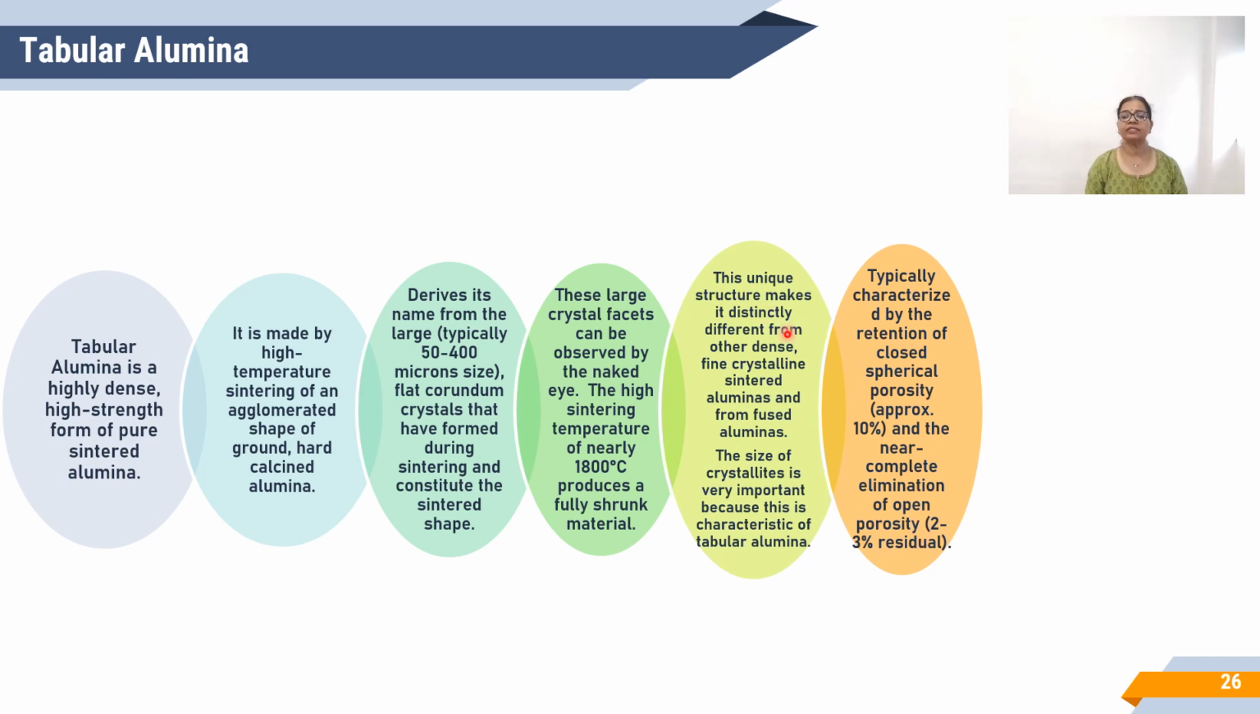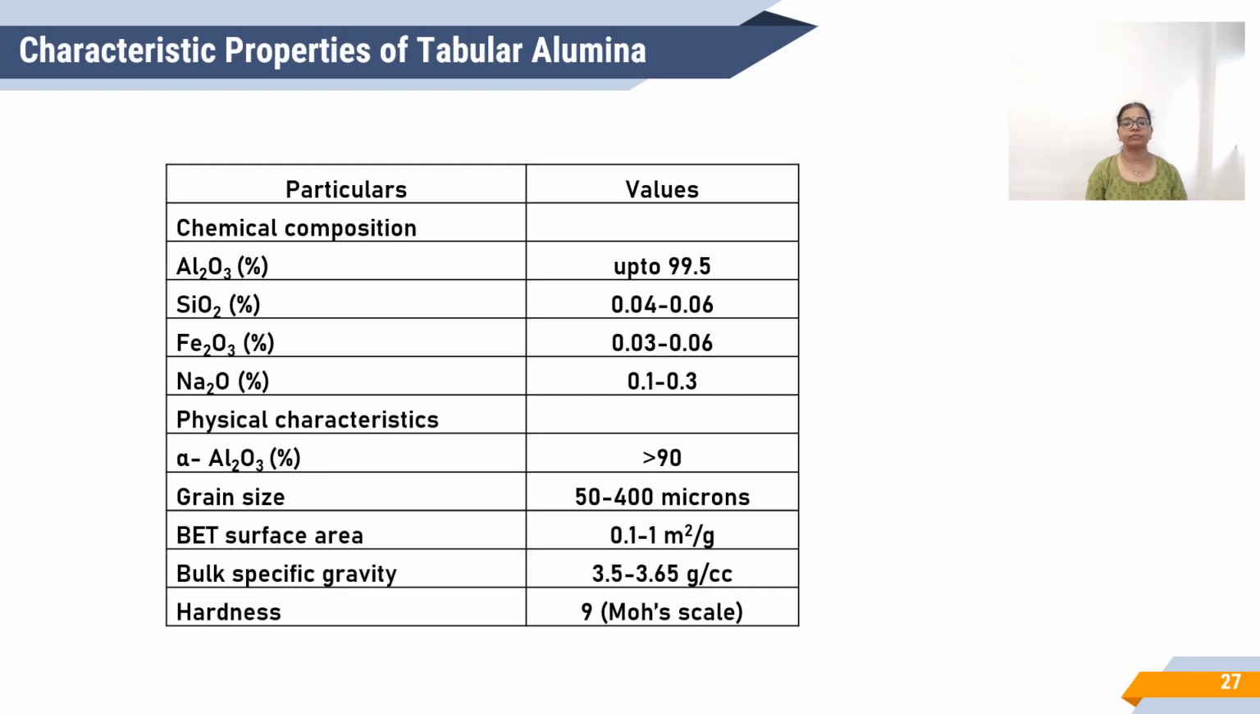This unique structure makes it distinctly different from other dense fine crystalline sintered aluminas and from fused alumina. This is the typical characteristic of tabular alumina, which is characterized by retention of closed spherical porosity of approximately 10% and nearly complete elimination of open porosity, that is, only 2 to 3% residual porosity.